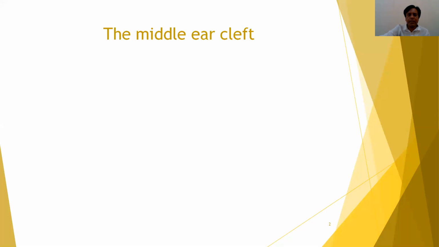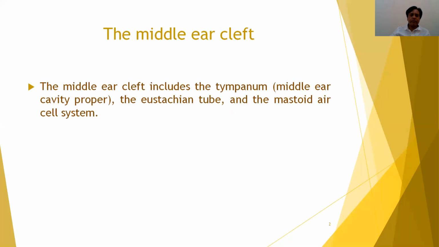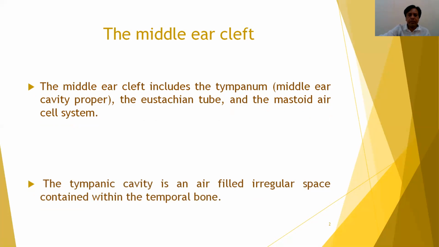So first, middle ear cleft. The middle ear cleft includes tympanum, that is middle ear cavity proper, the Eustachian tube, and the mastoid air cell system. The tympanic cavity is an air-filled irregular space contained within the temporal bone. So it is an air-filled irregular space जो कि temporal bone में present होती है.